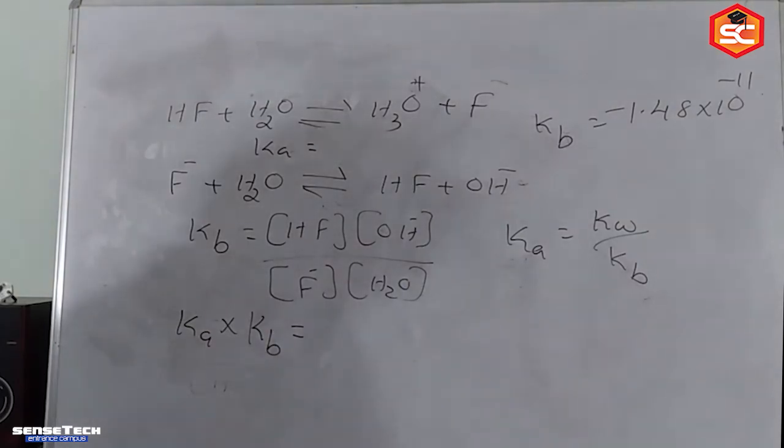Next question. Species acting as both Bronsted acid and base. Options given are: first one HSO4 minus, second one Na2CO3, third one NH3, fourth one NH4. Which species can act as both the Bronsted acid and base?